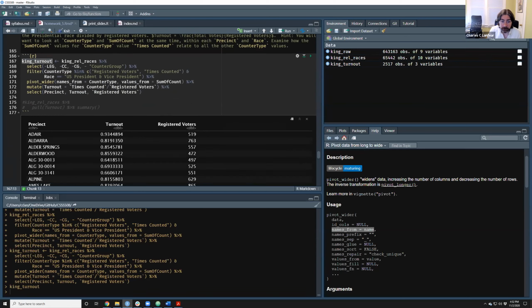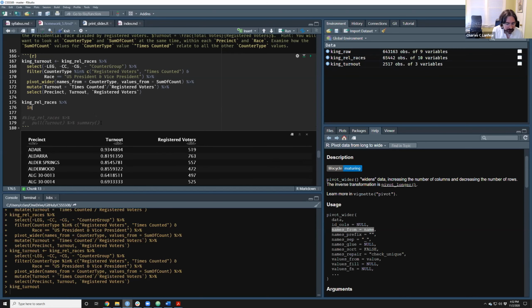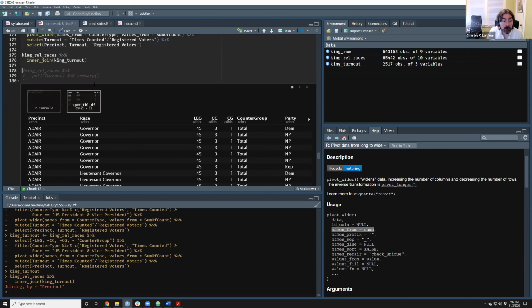Precinct, turnout, registered voters. If we join this back to our previous data, we don't even have to tell it how we want this join to be done because it only has one column in it that still exists in our original data frame. So if I say something like this, king relevant races, inner join, king turnout. You can do any join you want. They're all going to work and do the same thing because there's no missing values here. If I do that, it's just going to work. It's going to automatically join on the one common variable.